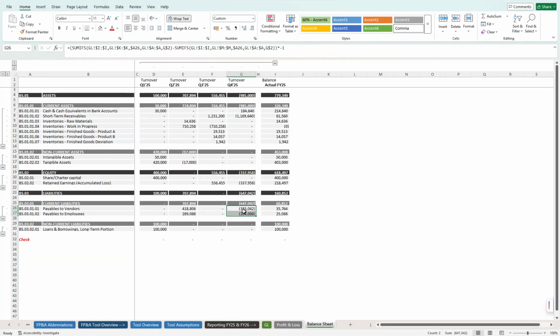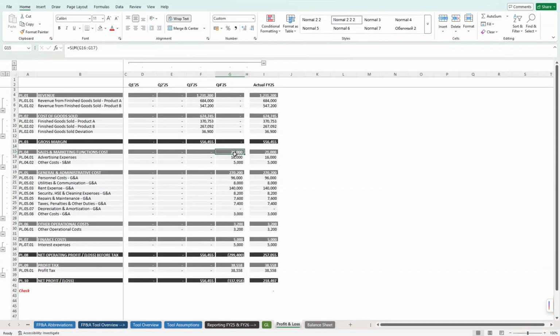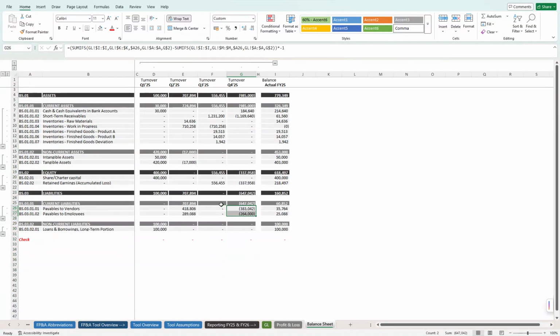So from the logical perspective, to sum up, whenever we have figures which are debiting and sitting under expense lines of the P&L, it is crediting the balance sheet and sitting under liability accounts.